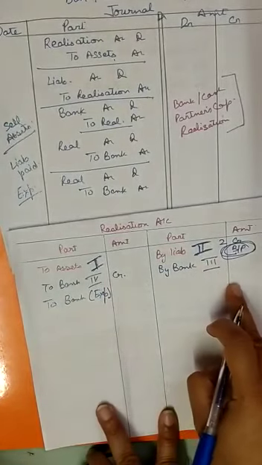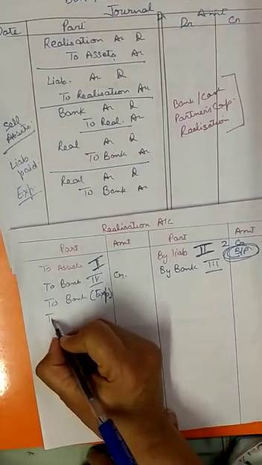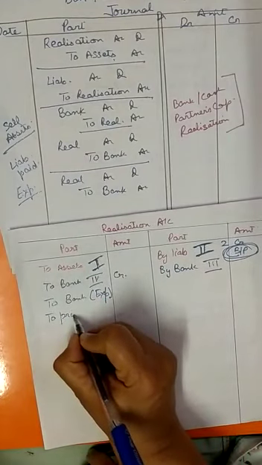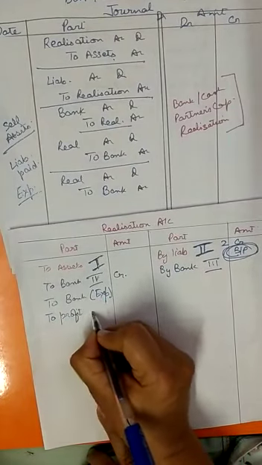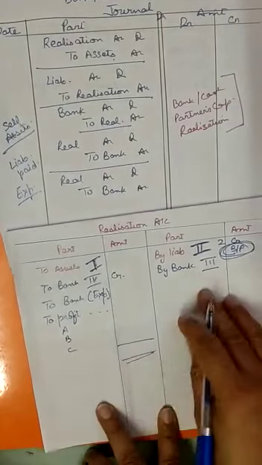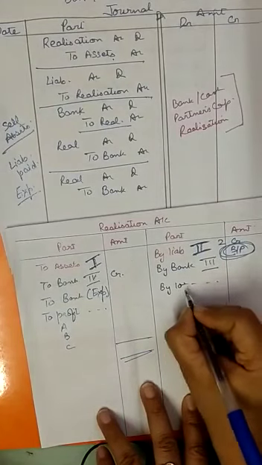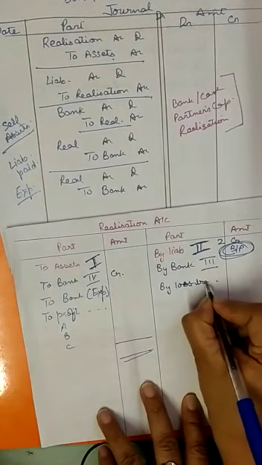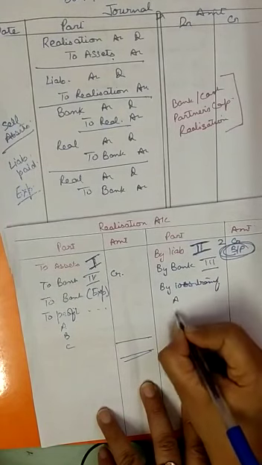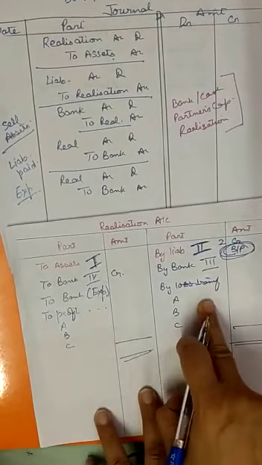The balancing figure will be profit or loss. If it is a profit, then you will write it here, to profit transferred to partners capital account A, B, C in their profit sharing ratio. And in case it is a loss, you will write here by loss transferred to partners capital account A, B, C. That's all. Needless to say, one of these things will be there.